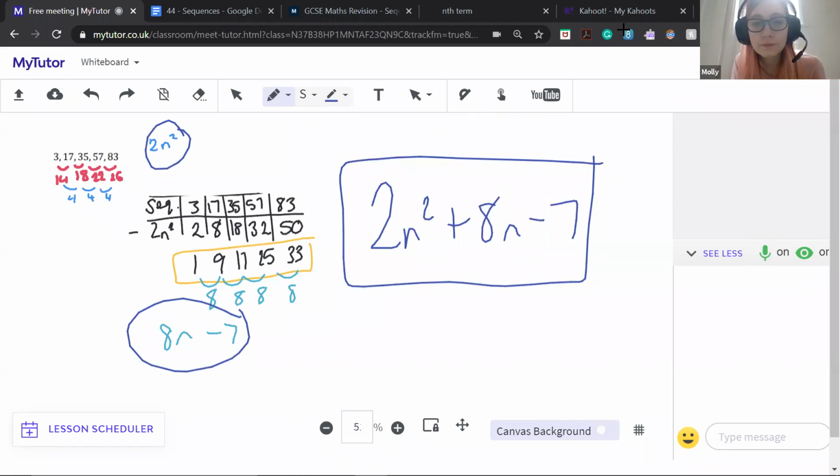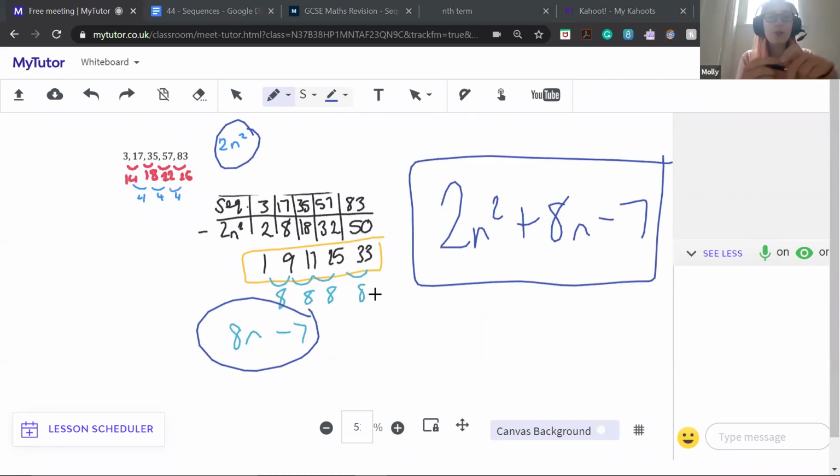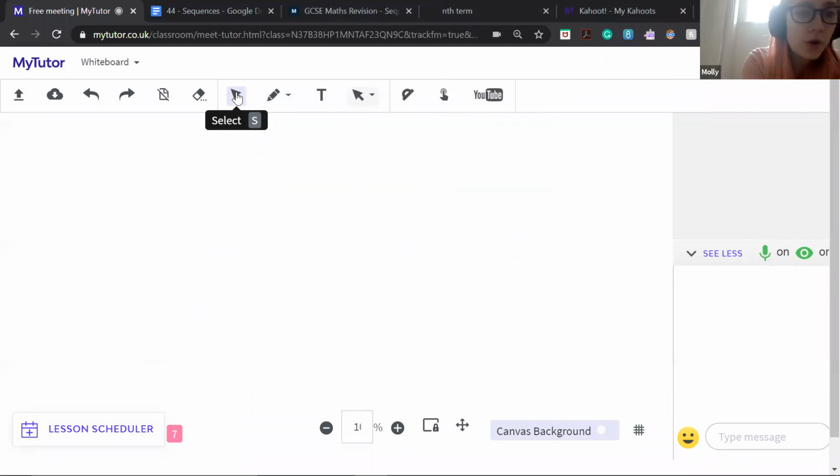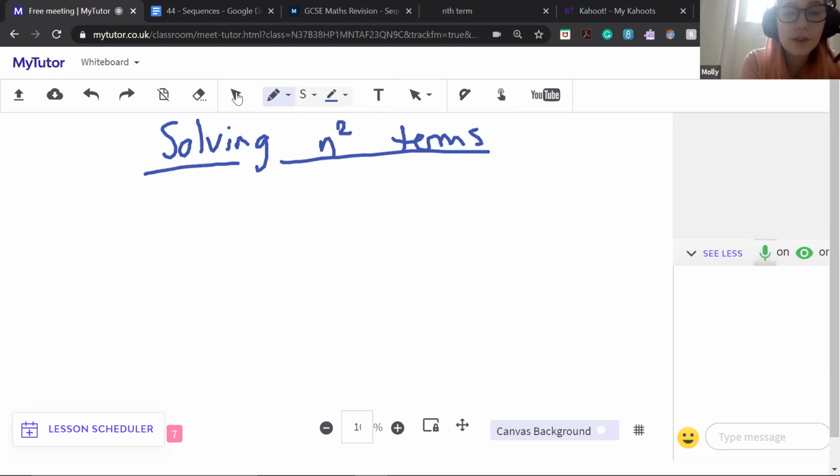Awesome. Lots of people got this really quickly, which is fantastic. So let's write out what steps we did there. Number 1: solving n squared terms. So this just works for n squared, because for a linear sequence, you stop at the first level.